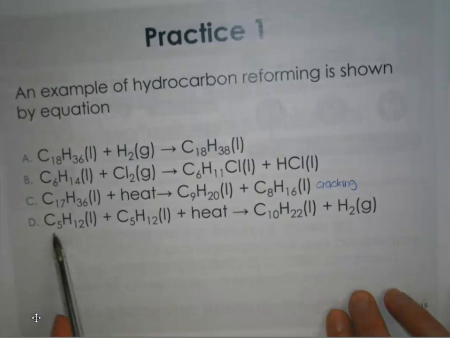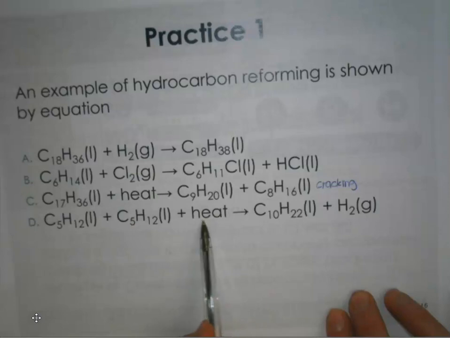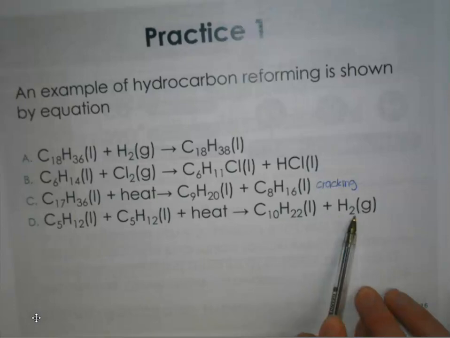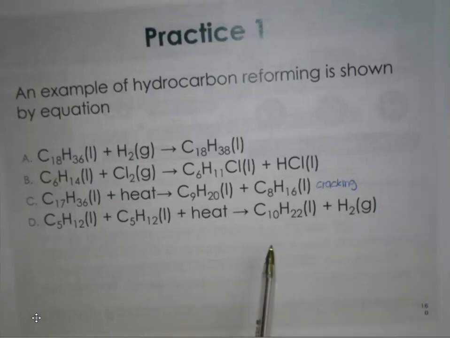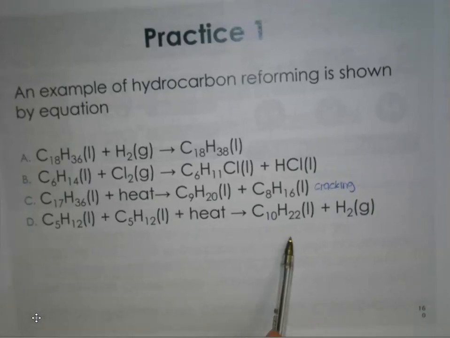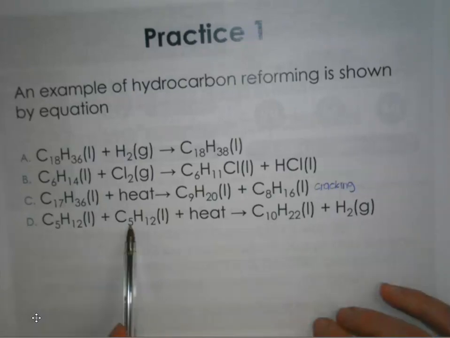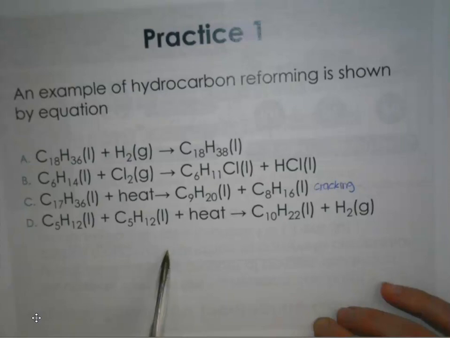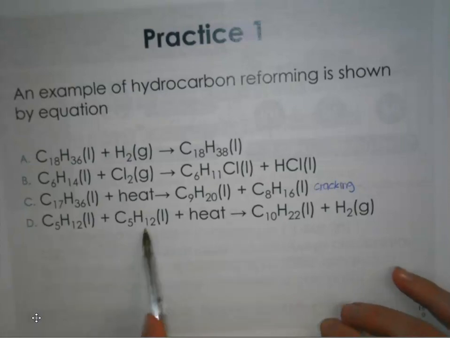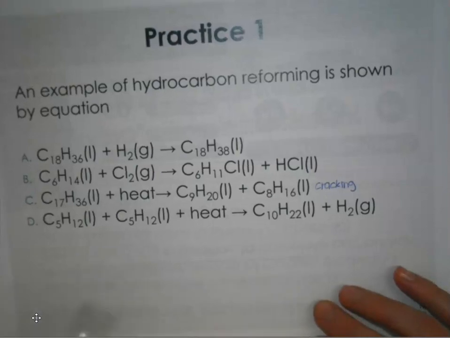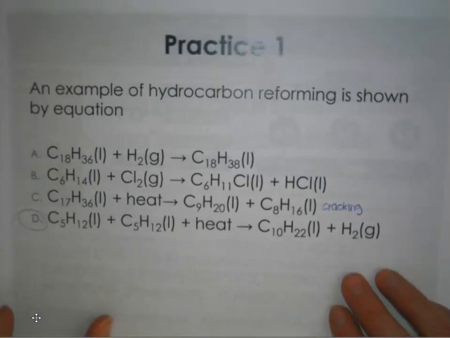And then in this last one, we have two forms of what looks like pentane, and heat is being added, and then we end up with C10H22 and hydrogen gas. So what we end up with is two smaller molecules combining to form a larger molecule. Now, we didn't really talk about this too much with our reforming, but you can use two smaller molecules. We just talked about one molecule linking up at the ends to form a cyclic, but technically you can have two joining together to form a cyclic and hydrogen at the end. So this one is our best option for that. Okay.